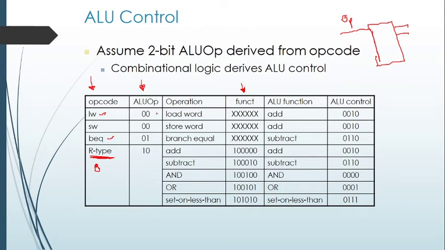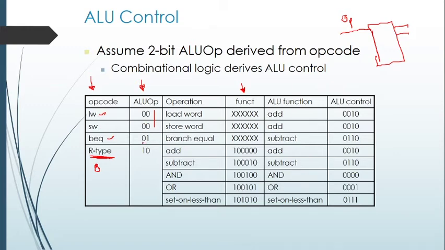The ALU control unit checks what value of ALU op it is. If it's 00, that means it's a load word. If it's a store word, it's again 00. That shows it's going to do an addition. So the ALU will do an addition operation if the ALU op has the value 00. That means it's either a load word or store word instruction.